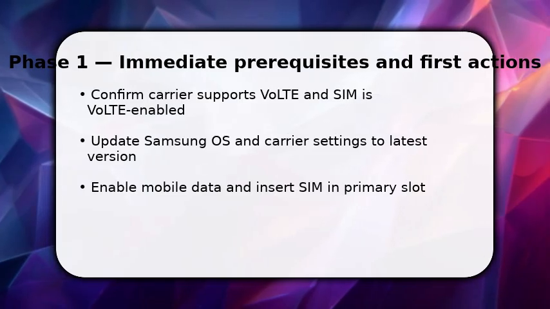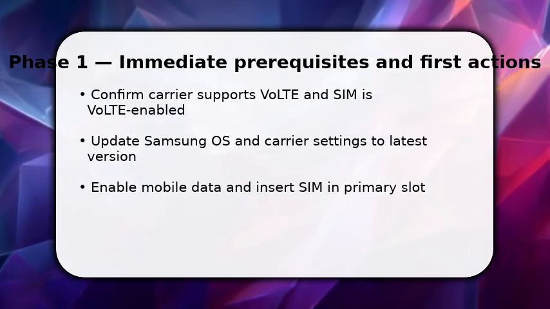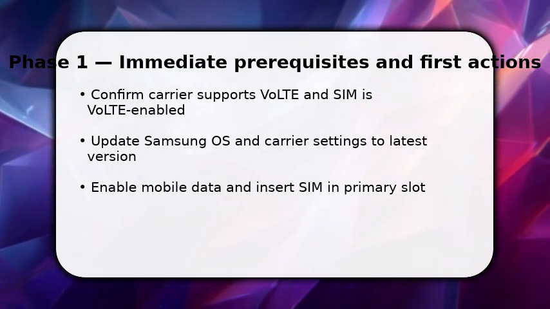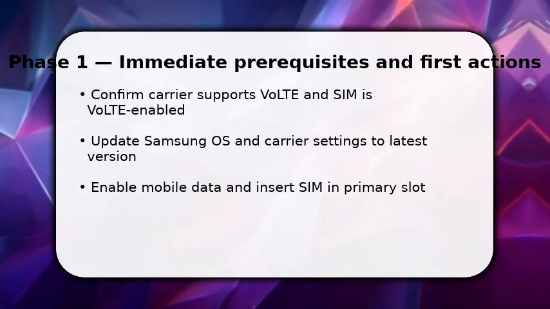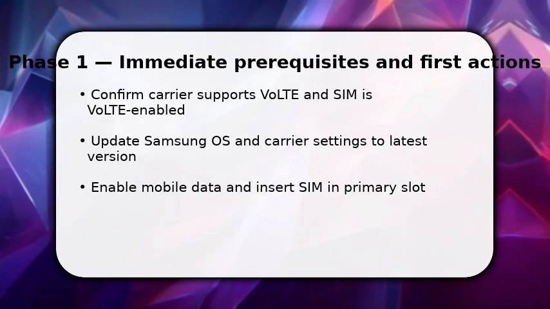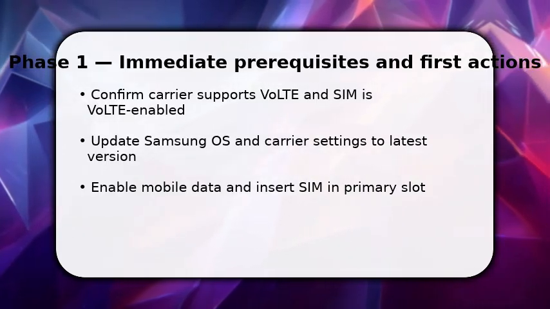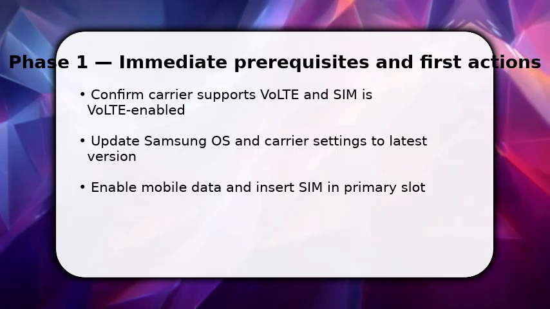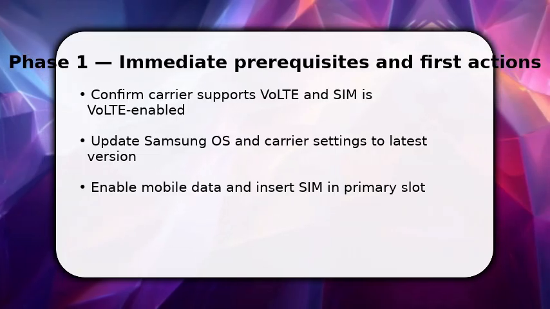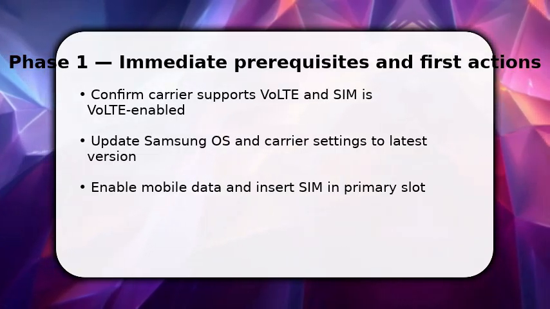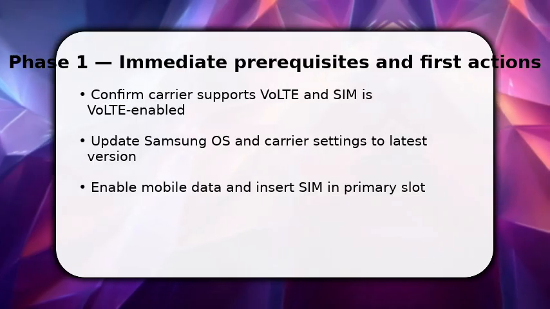Enjoy the video. You begin by confirming prerequisites: carrier VoLTE support and a VoLTE-capable SIM. Once confirmed, update your Samsung system and carrier settings to the latest available build to avoid incompatibilities. Next, make sure mobile data is active and the SIM is in the primary slot. Many models require SIM1 for VoLTE.